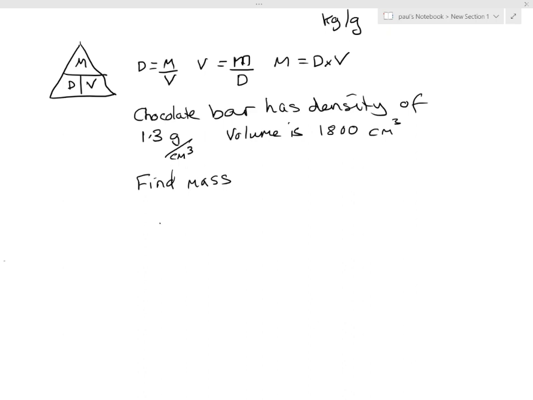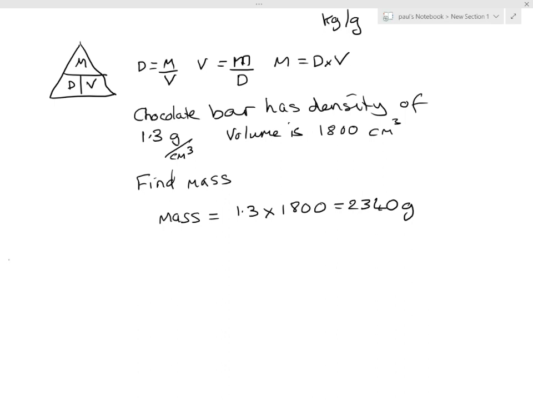So the mass is equal to density times volume, 1.3 times 1800. It's all in centimeters, so we're fine. No changing, no awkwardness. Let's have a go at that on the calculator. 1.3 times 1800 equals 2340. 2340 grams, of course, because grams is there in the density.